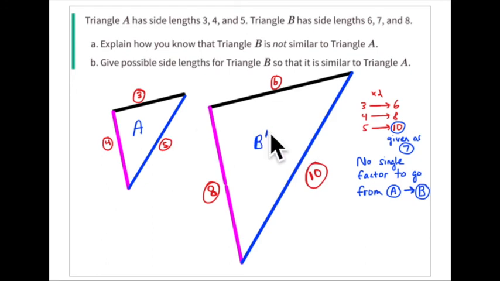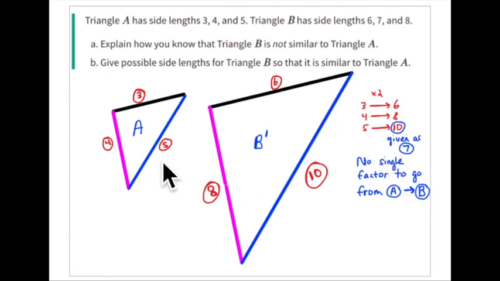Well, I drew a similar triangle to A, and I called it B prime. It's actually not triangle B, so I just called it B prime. And this similar triangle has a scale factor of 2. So 2 times 3 is 6, so this length is 6 units. 2 times 4 is 8, so this length right here, the corresponding length, is 8 units. And 2 times 5 is 10. So this corresponding length is 10 units.